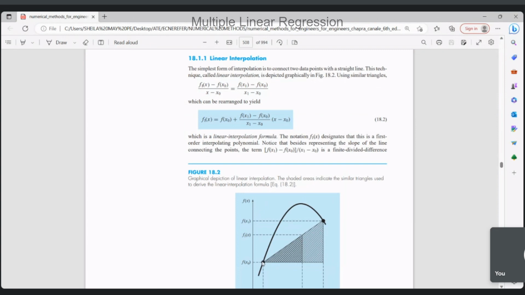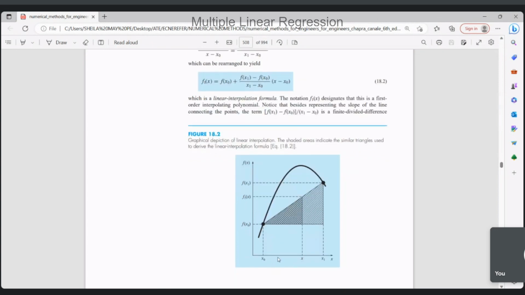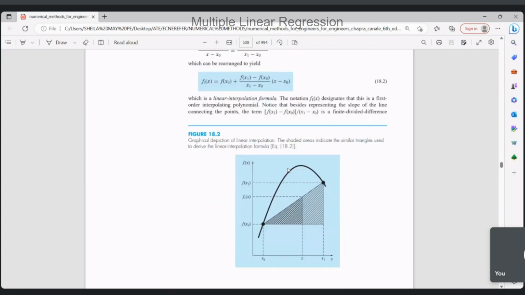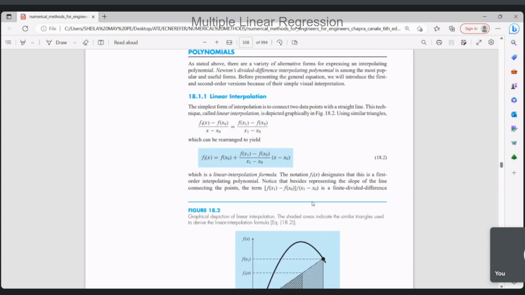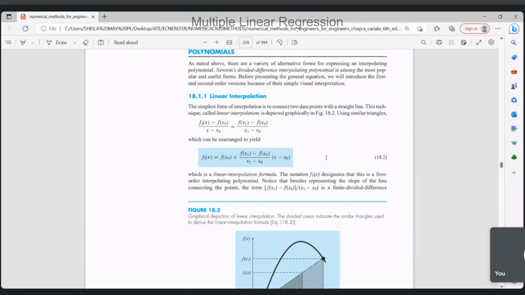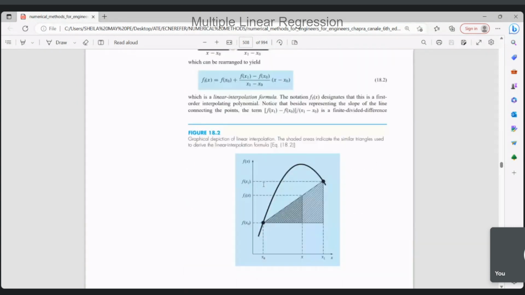f1(x) minus f of x sub 0, over the corresponding x here, x minus x sub 0, is equal to f of x sub 1... this is the smaller triangle, and this is the bigger triangle. That's the similar triangle theory. So that's f of x sub 1 minus f of x sub 0 divided by x sub 1 minus x sub 0.